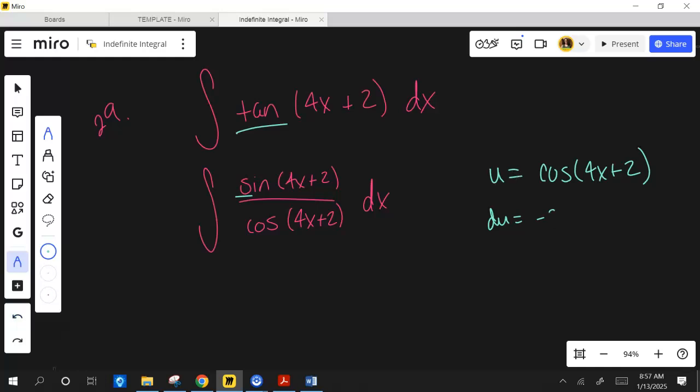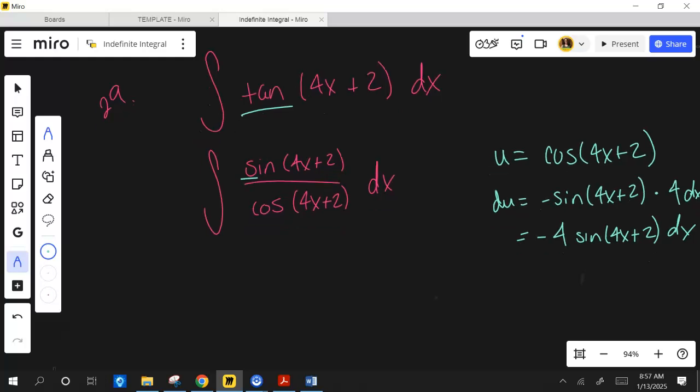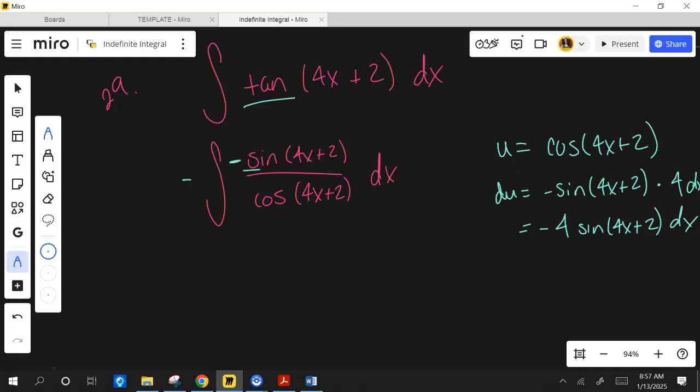Negative sine times 4 dx. So it would be negative 4 sine of 4x plus 2 dx. Can you make that happen? Then I have to put the negative in front. So if I do a negative here and a negative here, I also need a 4 inside, which means I need a 1/4 outside.